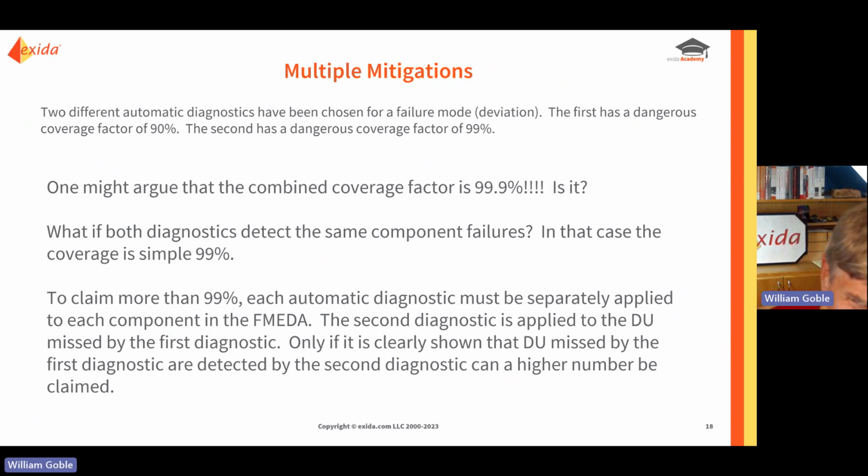You could possibly claim more than 99%, but each component failure must be examined to make certain that there are no common components detected by both diagnostics. And we've only done this a couple times because it's expensive. It takes hours and hours of time. And in both cases, it kind of turned out that only the first diagnostic really worked.